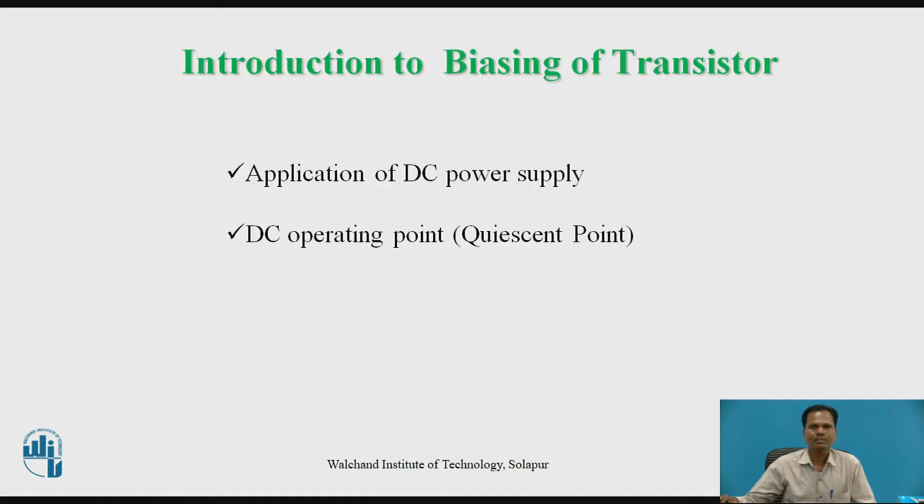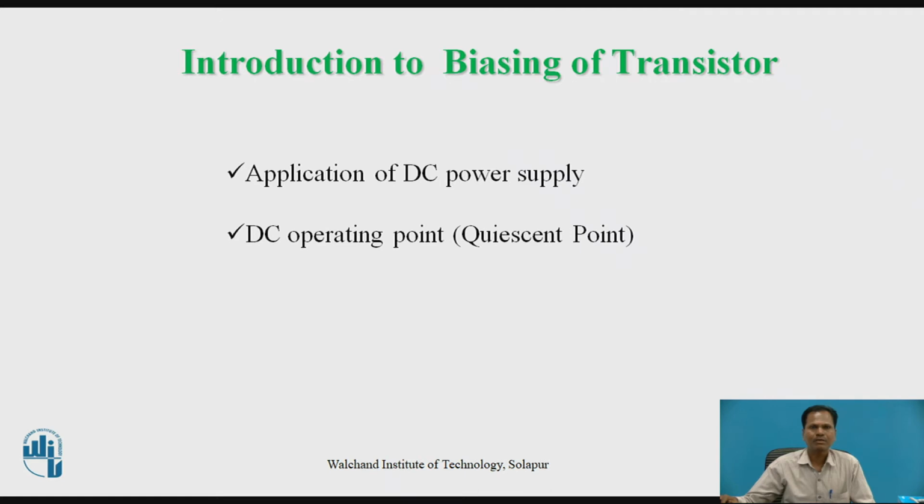Now, let us first think about biasing of a transistor. The transistor is operated in the desired operating region by connecting external DC voltage of correct polarity and amplitude to the two junctions of the transistor. So, to operate a transistor in the desired operating region for a particular application, the external DC voltage of correct magnitude and polarity should be connected to the two junctions of a transistor. This is called biasing of a transistor.